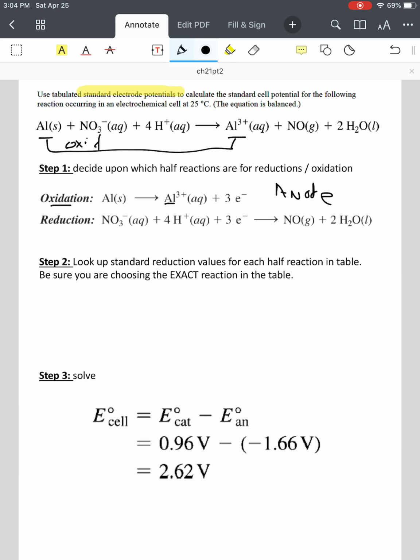Well, what's left? It looks like we take some NO3-, the nitrate ion, under acidic conditions, and we convert that to our NO and some water. That's our other half reaction, isn't it? And that's our reduction. Now, how do we know it's reduction? We want to justify that, right?